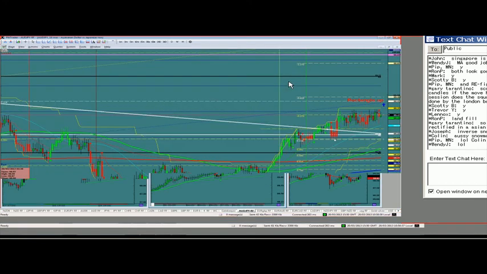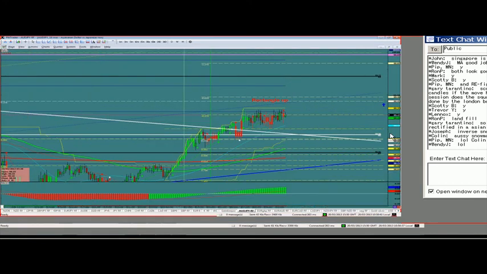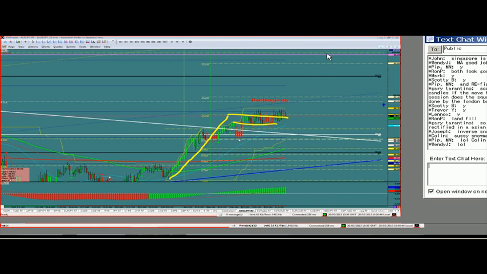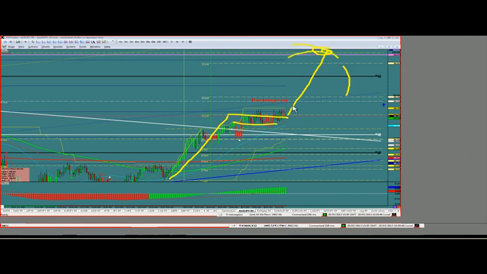Alright, RVN. We've got a rectangle up, as you can see, going sideways. That means we're going to do the pole. The pole is from how we got into this move and how we got out. And we can see that day chart top is the opportunity. There it is.